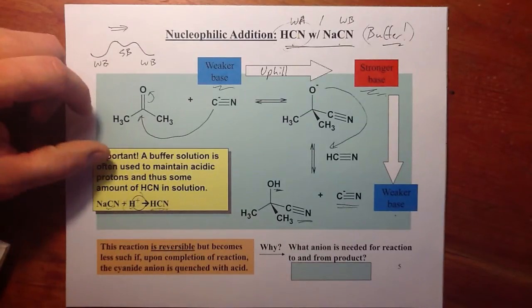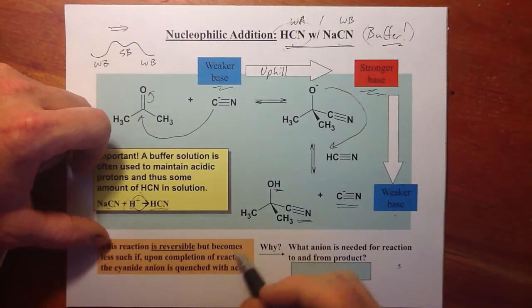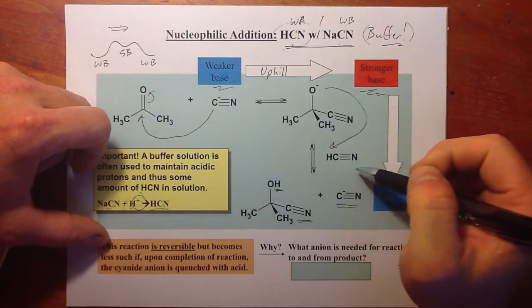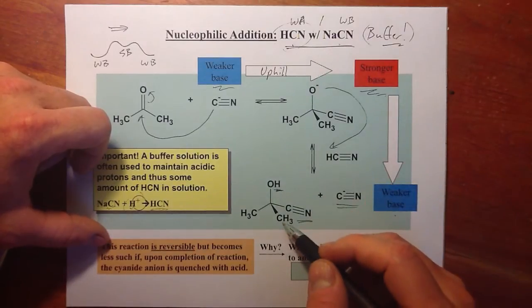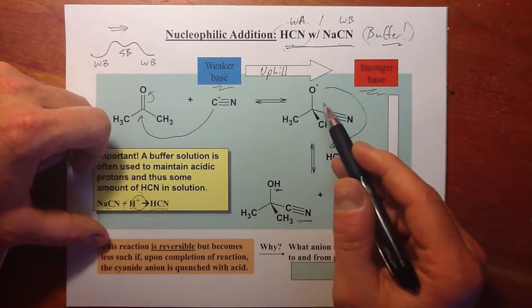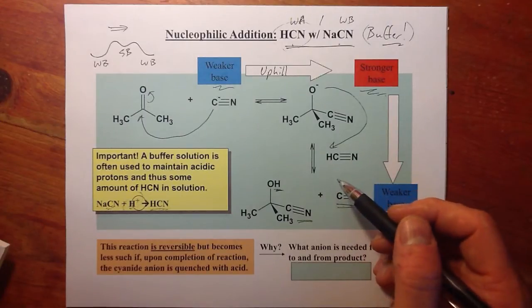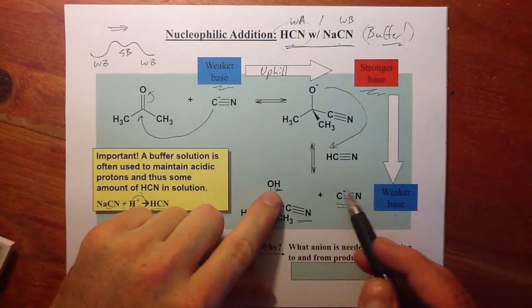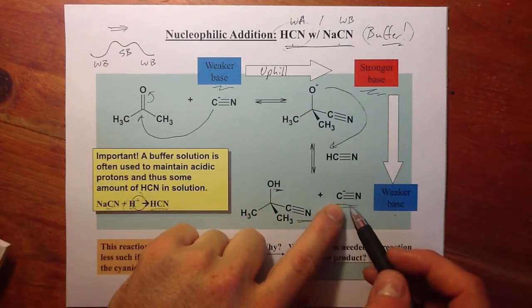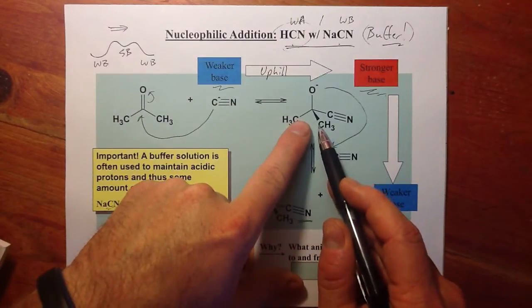I should have pointed that out. But let's say we want to work up the reaction. Well, it's only reversible if we have some of this HCN in solution that we can use to, I guess, protonate this oxygen. So we can do a couple of things, but here's just one. The anion needed for the reaction to go backwards or forwards would be the cyanide, because to go backwards we'd have to have it come in and take the proton to go back to the alkoxide.